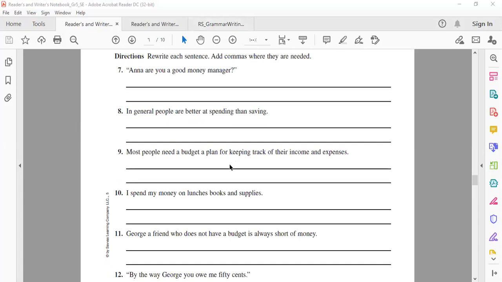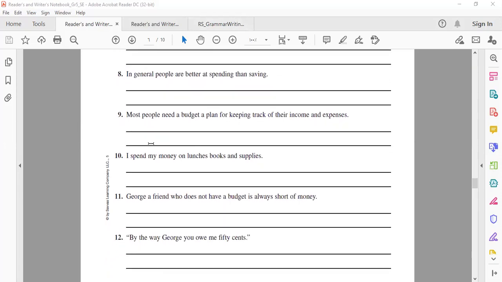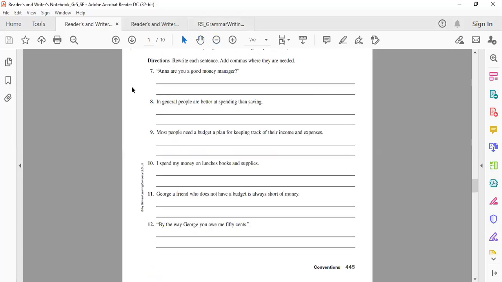Rewrite each sentence. Add commas where they are needed. Now for number 7. Hi, Atala. Anna, are you a good money manager? After Anna, excellent. So I would put it after Anna, because here I'm asking her and talking to her. So Anna, are you a good money manager? Like this. Number 8. In general, people are better at spending than saving. Who can help me?